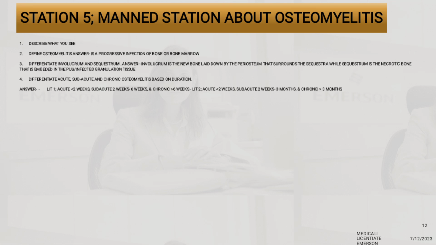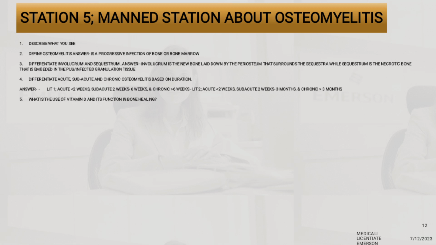Then differentiate acute, subacute. There were different literature. Literature 1 was saying, and this is the one which is easy to remember, acute is less than 2 weeks, subacute is 2 to 6 weeks, then chronic is more than 6 weeks. Then literature 2 was saying acute is less than 2 weeks, subacute is 2 weeks to 3 months, then chronic more than 3 months. So this is different in literatures, but literature 1 was easy to remember: less than 2 weeks, 2 to 6 weeks, more than 6 weeks.